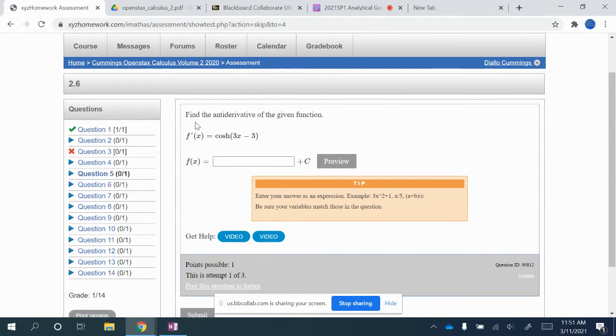Okay, so now notice closely here we're asked to find the antiderivative or the integral. So we're going to look at the formulas for the integrals of the hyperbolic functions. Okay, so I'm going to write this down. We're given f prime of x is the hyperbolic cosine of 3x minus 3.